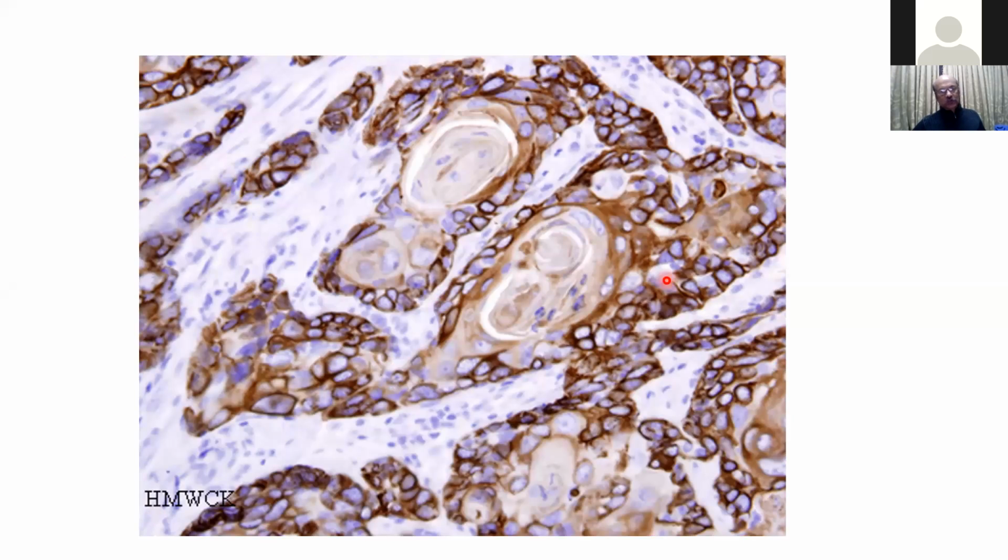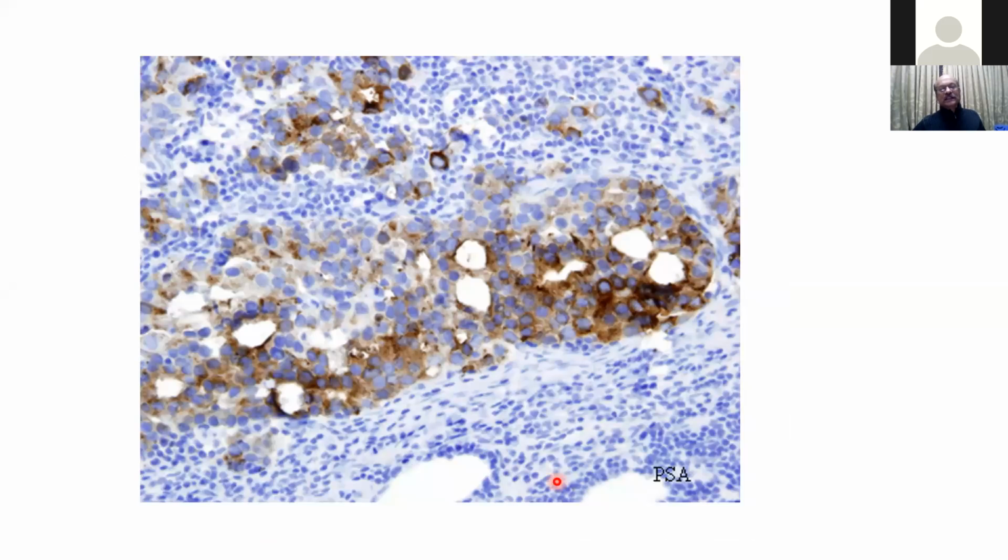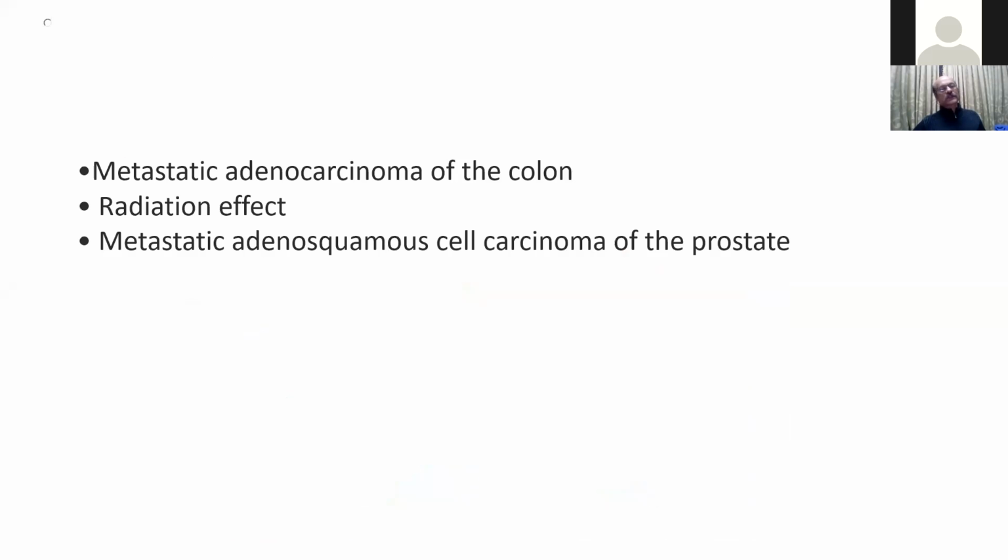So it is squamous. At the same time, in some areas, the PSA is positive. So in the lymph node, both PSA positive and squamous, high molecular weight keratin positive. So now the question is metastatic adenocarcinoma of the colon, radiation effect, and metastatic adenosquamous cell carcinoma of the prostate. So these are actually differentials here. And obviously it is metastatic adenosquamous carcinoma of the prostate.